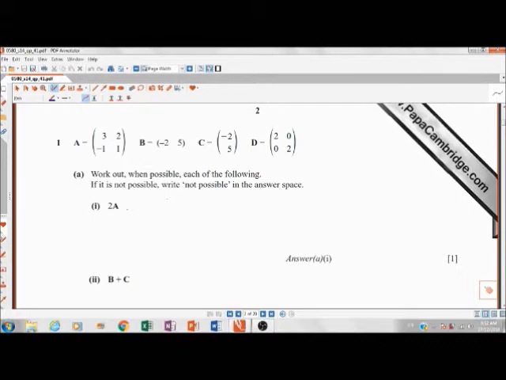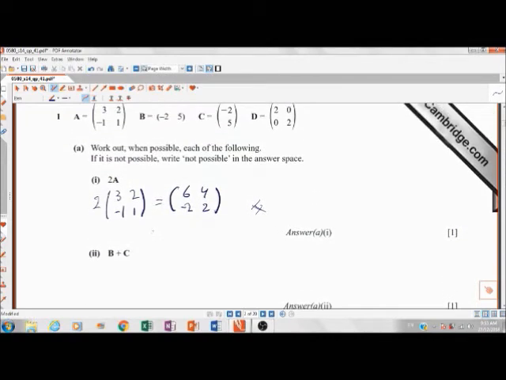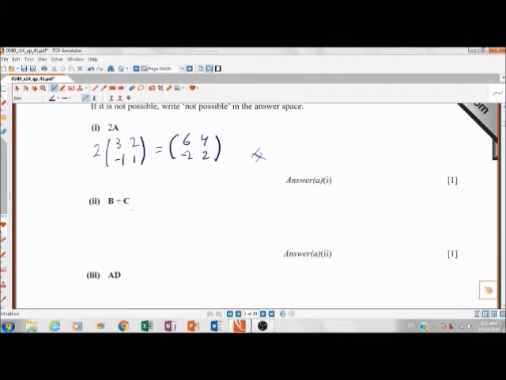So 2 times the matrix A. All I have to do is multiply 2 by each component in this matrix. 2 times 3, 6, 2 times 1, 4, 2, 2. Alright. B plus C, that's not possible because the number of columns does not equal, nor does the rows. So write not possible.